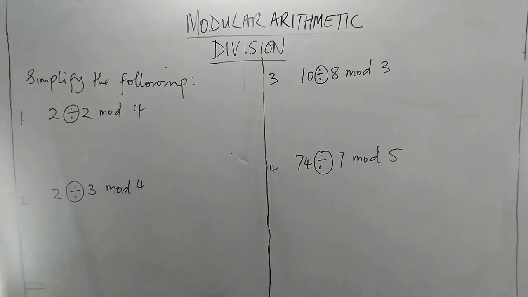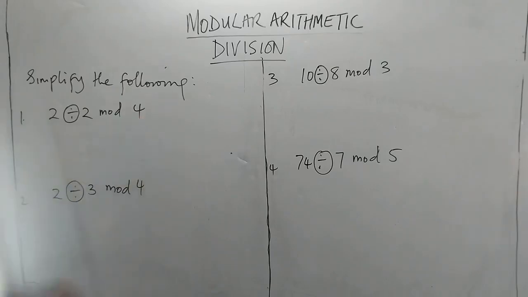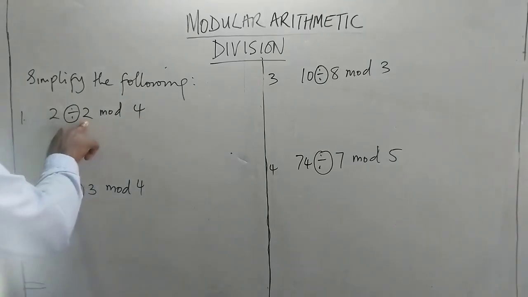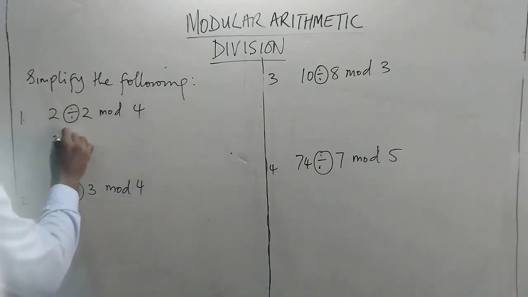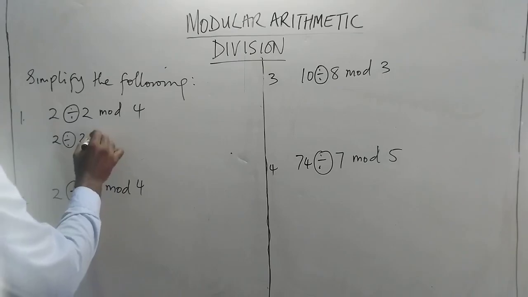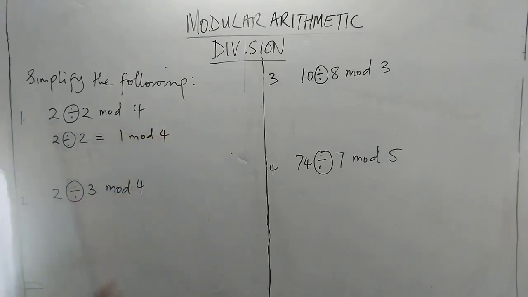For example, 2 divide 2. The first 2 and the second 2, all of them are allowable in mode 4. And then they are equal. So 2 divide 2 will give you 1 mode 4 as your answer. This one is straightforward.